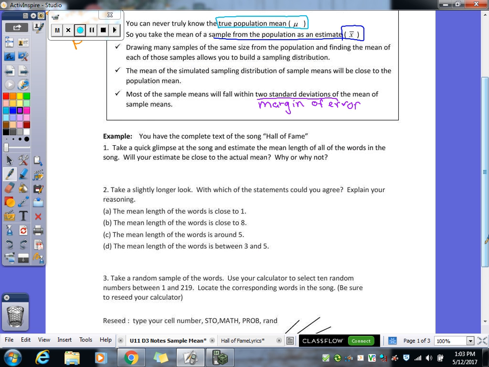So what I want you to do is look back at that page of all of the lyrics for the song Hall of Fame. I want you to take a quick look and estimate what you think the mean is of the word lengths. Like, how many letters do you think is the average length of those words? So look quickly and then write down a guess.